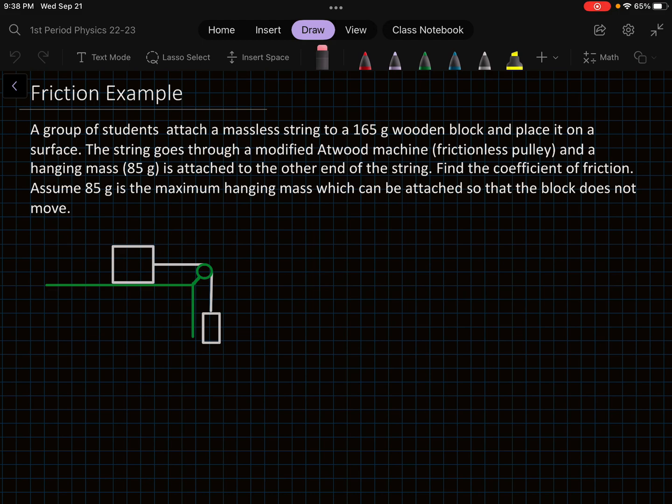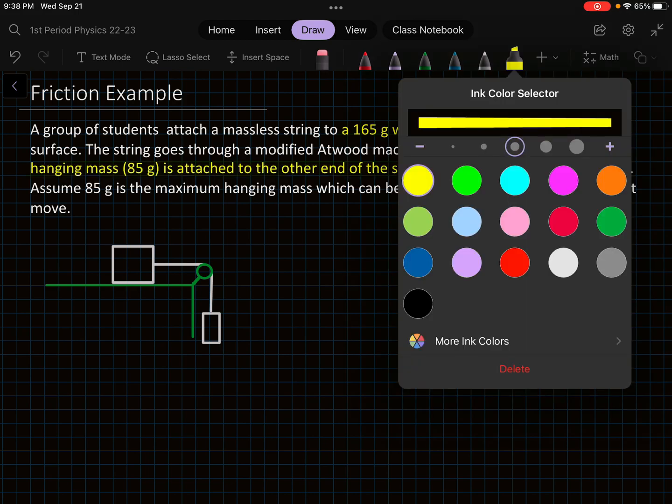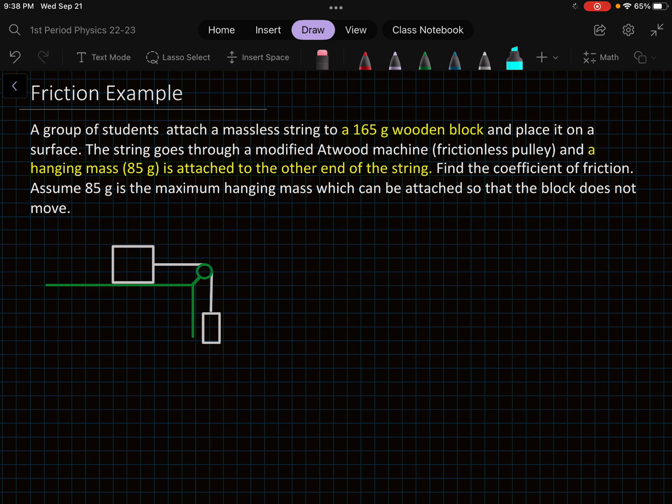I want to highlight, right? So we have a 165 gram wooden block, and then we have, well, the string is massless, the pulley is frictionless, so we don't have to worry about that. And then we have an 85 gram mass attached to the other end of the string. That is also very important. And our main goal, our task, is to find the coefficient of friction. Okay. And the last sentence is very, very important. And I'll explain why in just a moment. Let's write down our given information.